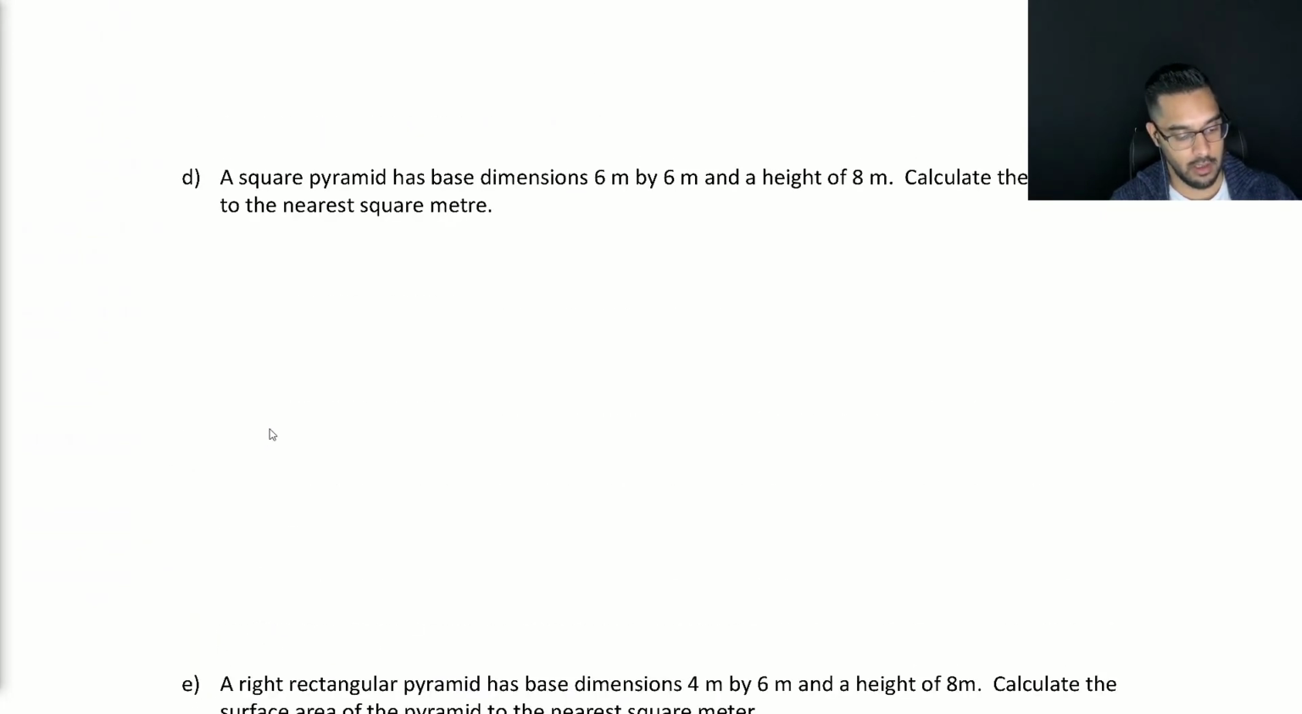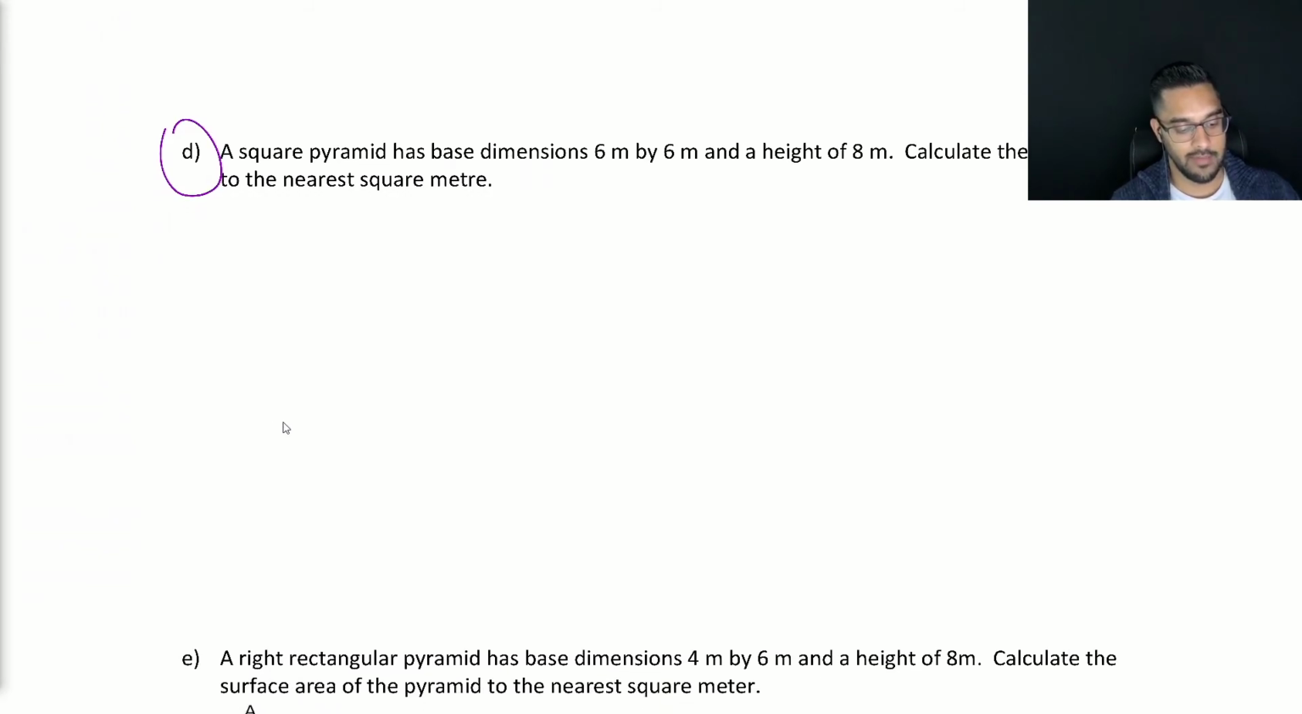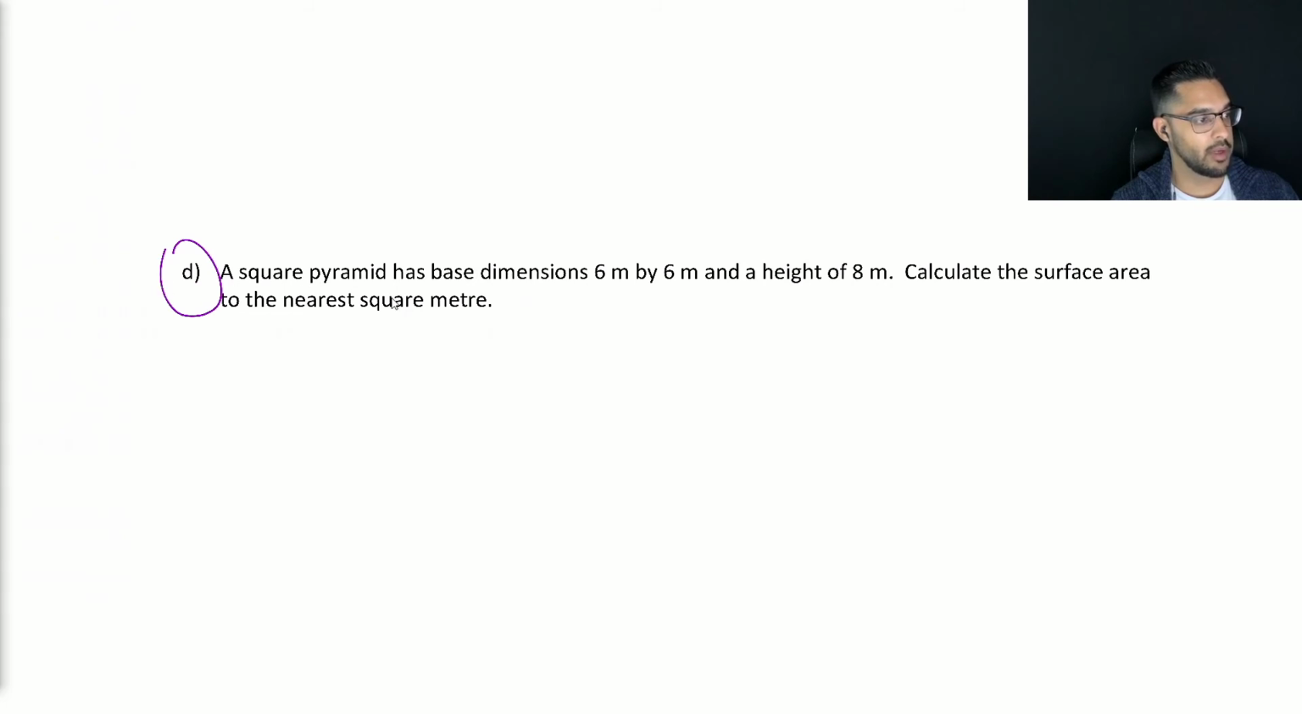So I'm going to do D here to give us a little bit of an idea of how this will work. So we've got a square pyramid, dimensions of 6 by 6 for the base, and the pyramid has a height of 8. It doesn't say slanted height anywhere, so I know it's not the height of the triangle. We're asked to find the surface area. So it helps to actually have a picture to go off of. So I'll try my best to get us a square here.